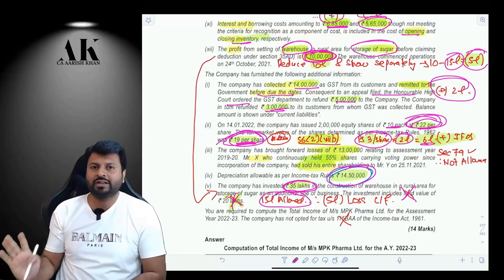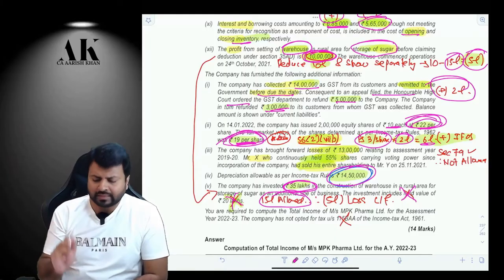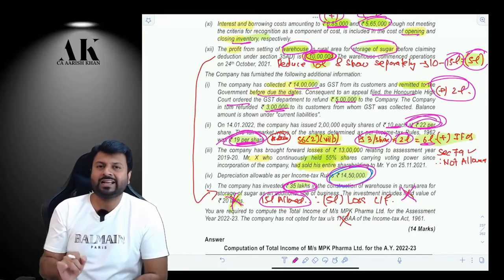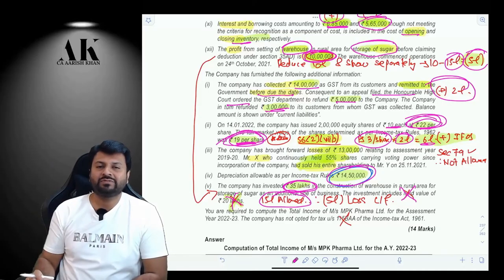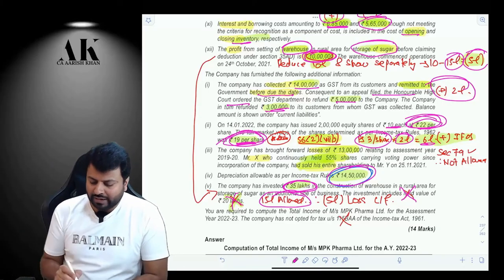This is a very, very important adjustment. It has never come earlier. Okay. It is not that we have not done it in class. We have done everything in class. Not a single adjustment will come from something which we have not done in class. Next one is, you have some brought forward losses.